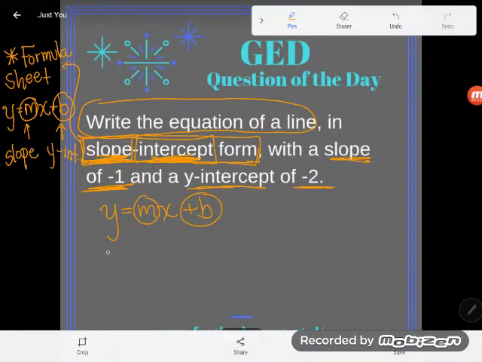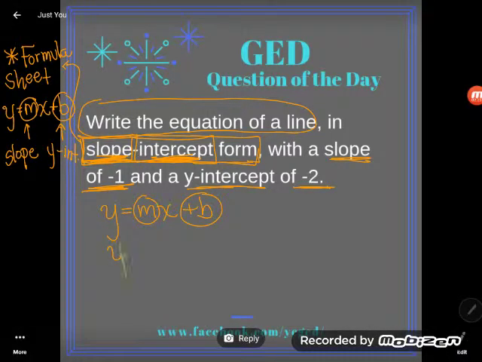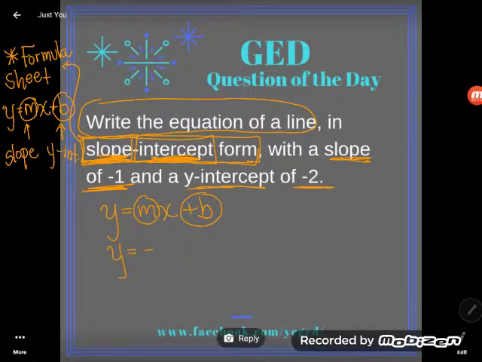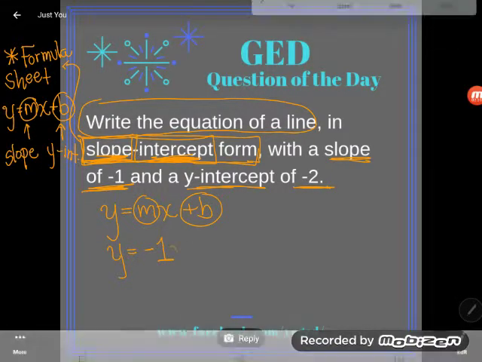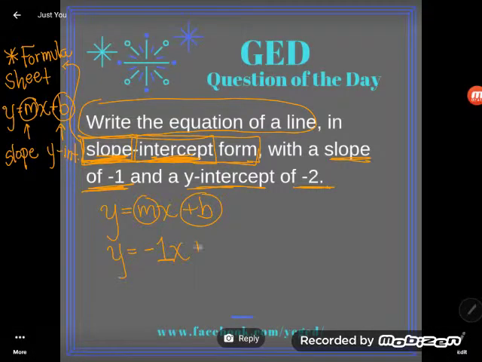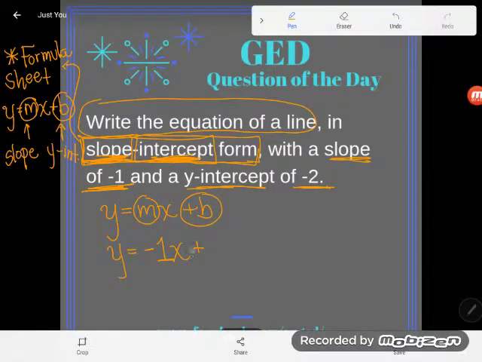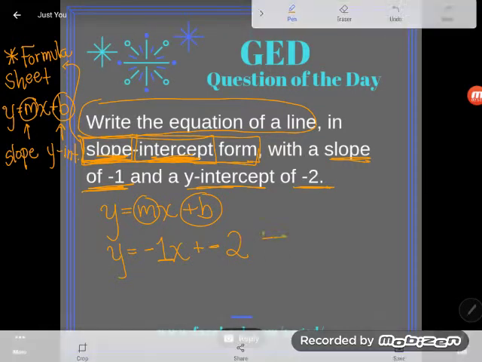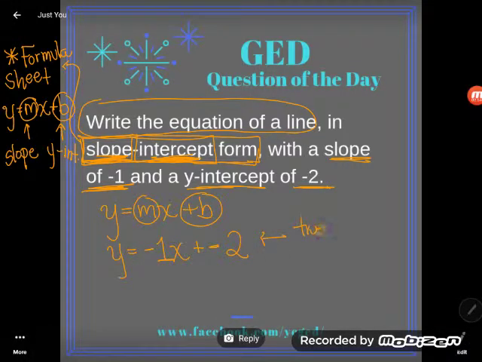So watch me plug into this, and I want to show you how this is correct, but not quite done. Let's talk about that. The first thing I see is that my m, my slope, is -1. So I'll replace the m with that known value of -1. Now I'll leave my x be, and I'll leave my plus alone. But then I have this letter b I'm supposed to replace. The b is the y-intercept, and I know that my y-intercept is -2. Now this is absolutely true. However, it is not what we call simplified.